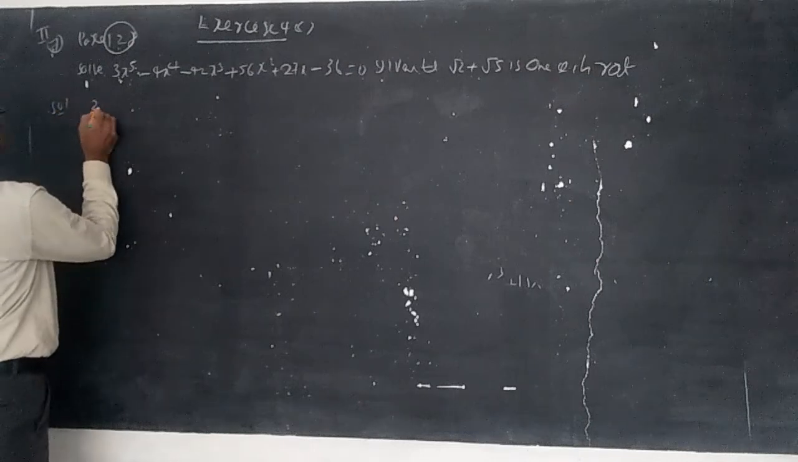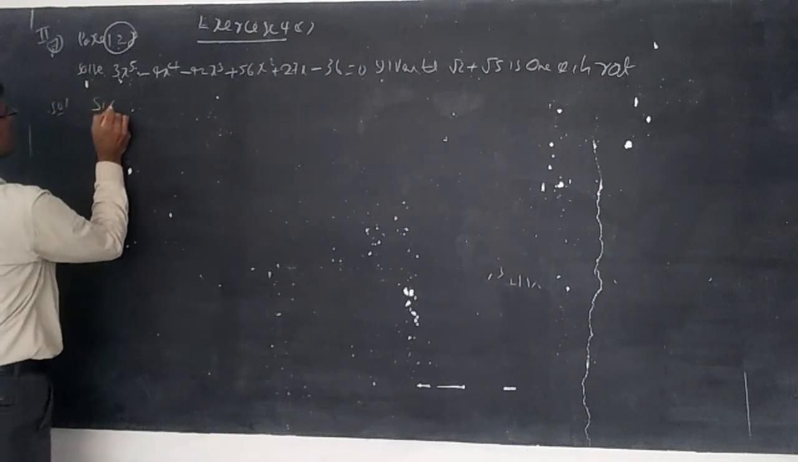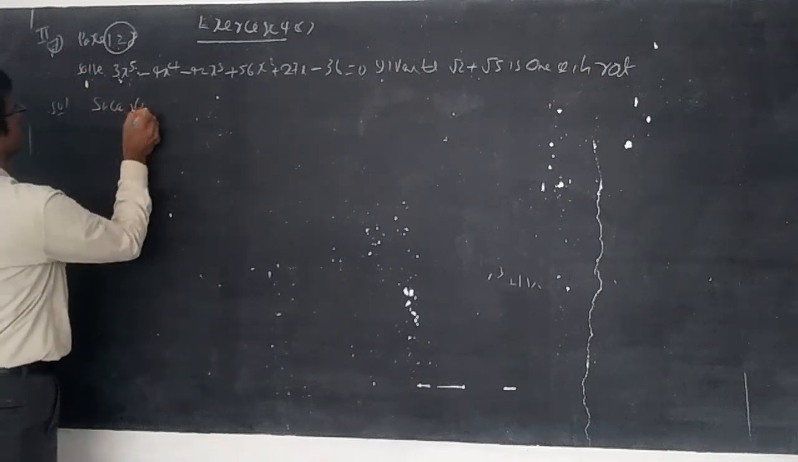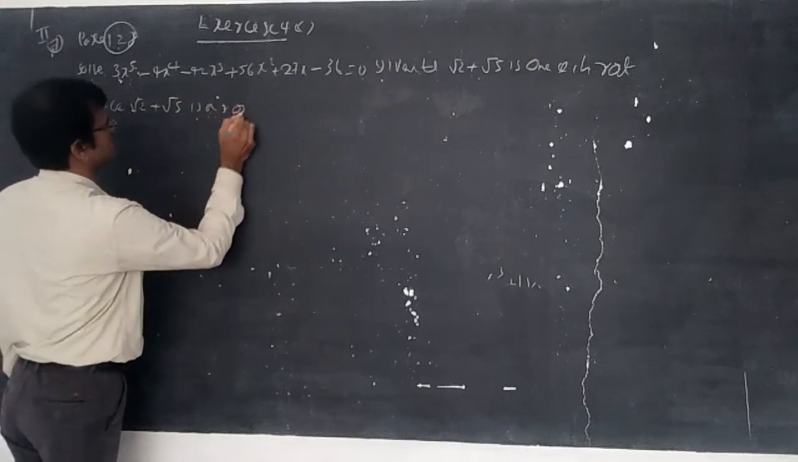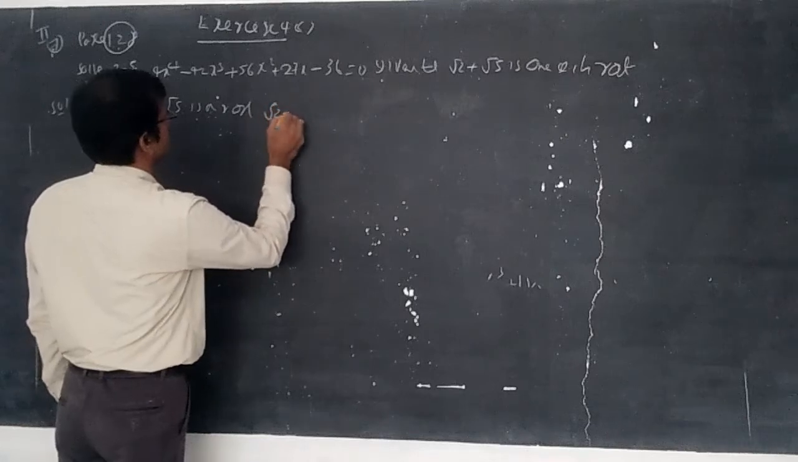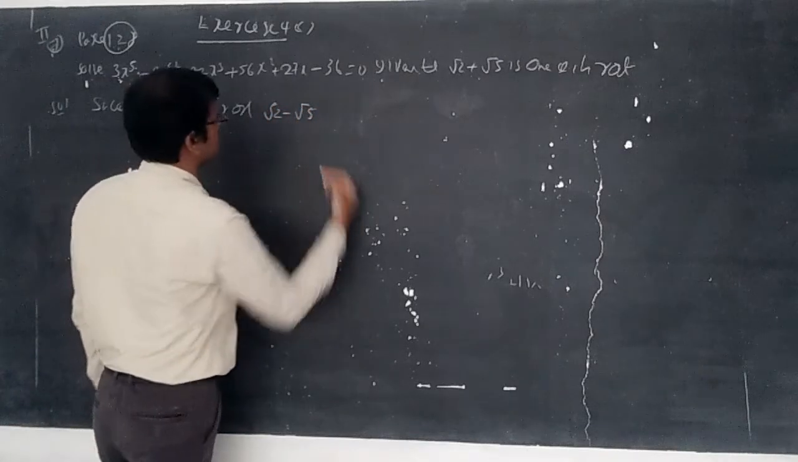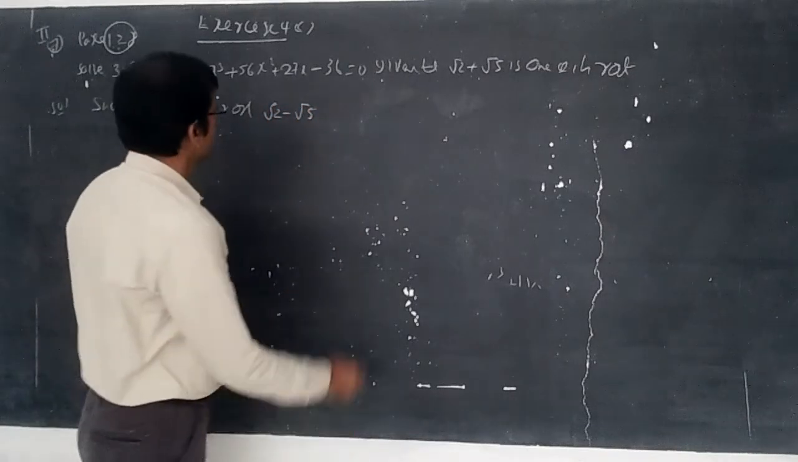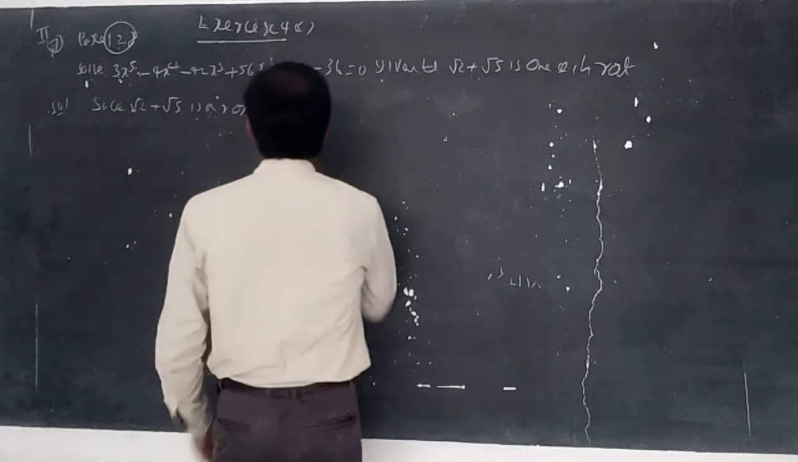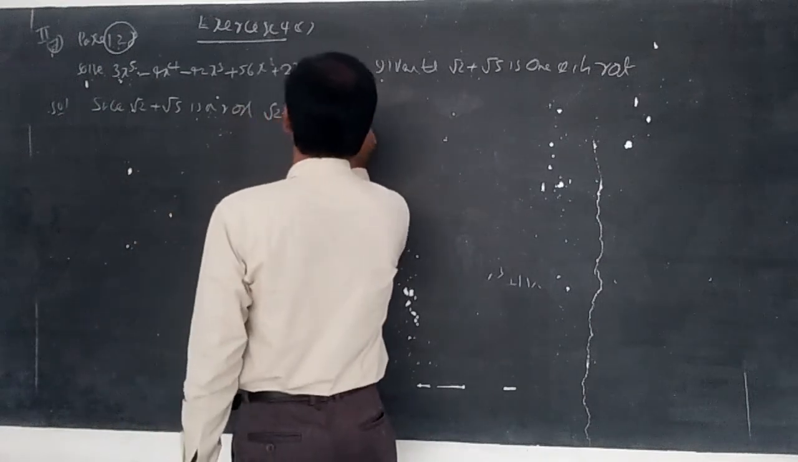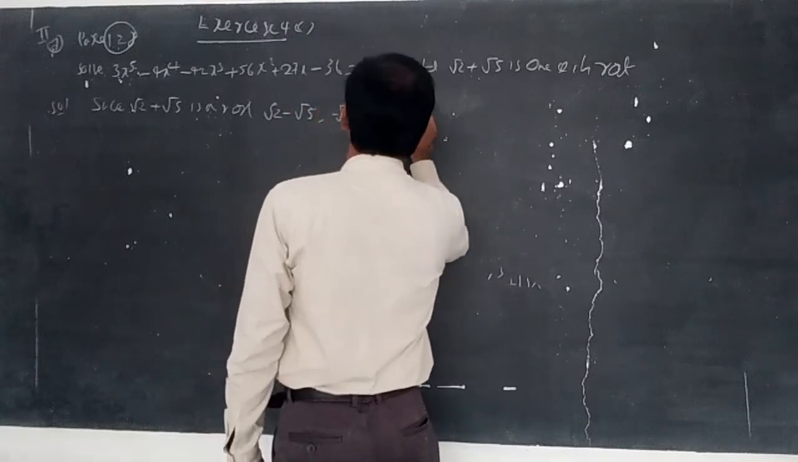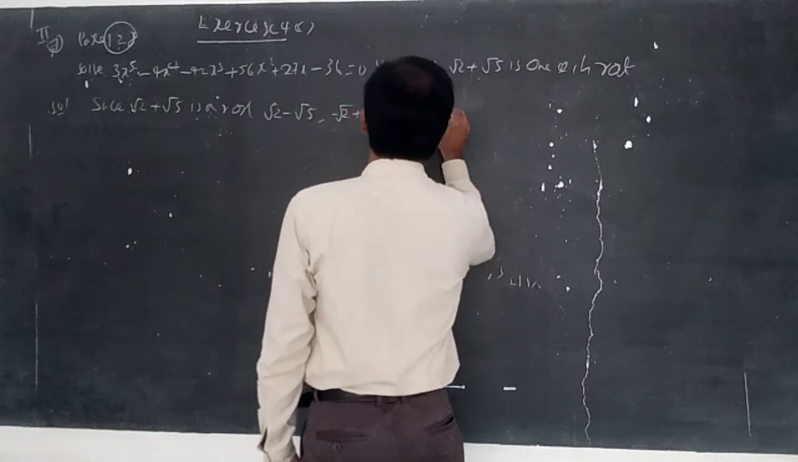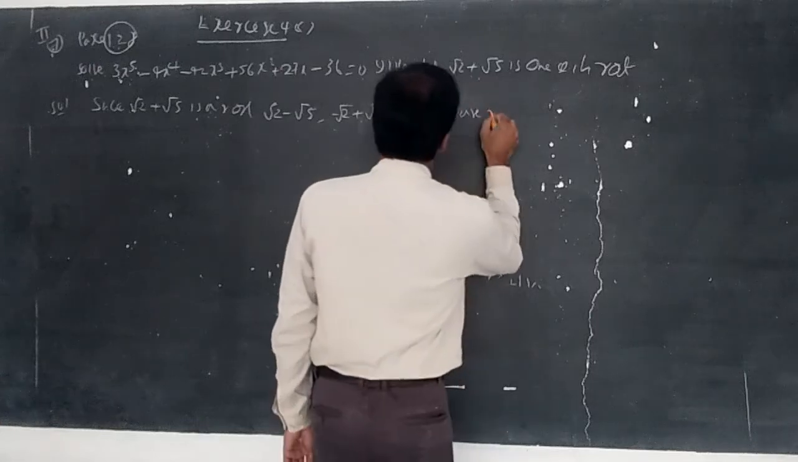You can take, students, since root 2 plus root 5 is a root, root 2 minus root 5, minus root 2 plus root 5, minus root 2 minus root 5 are also roots.